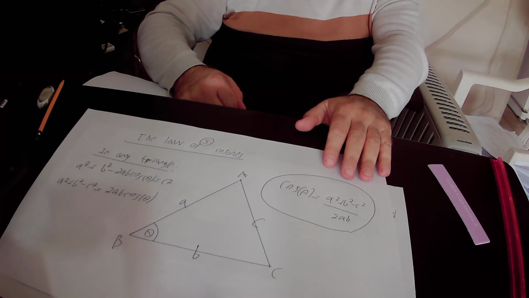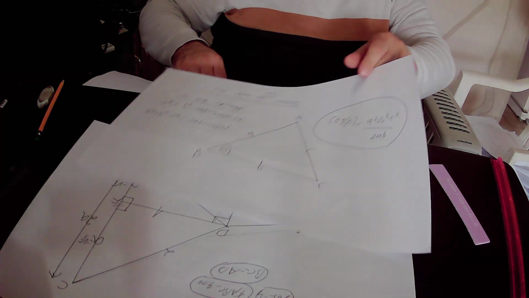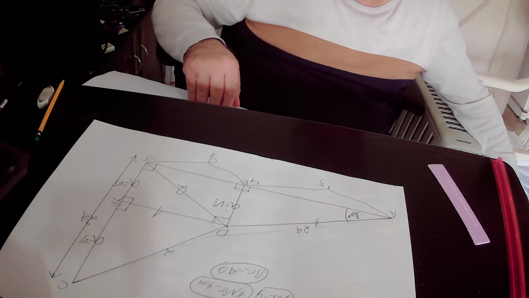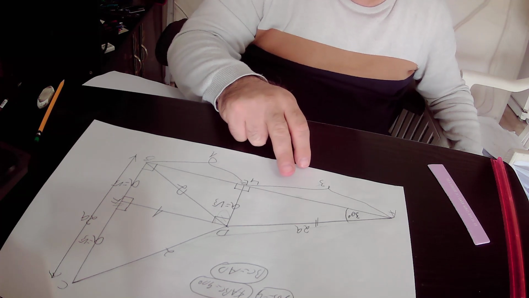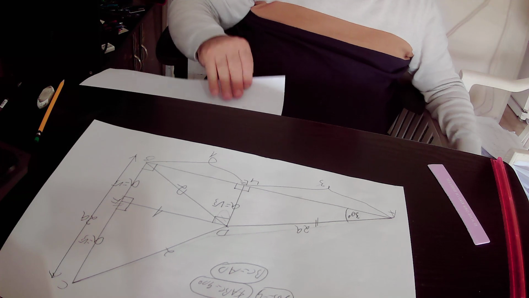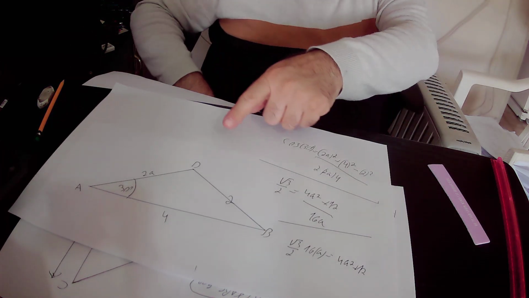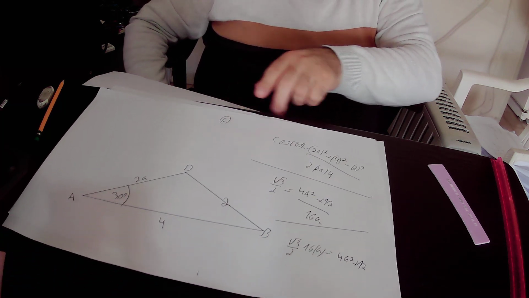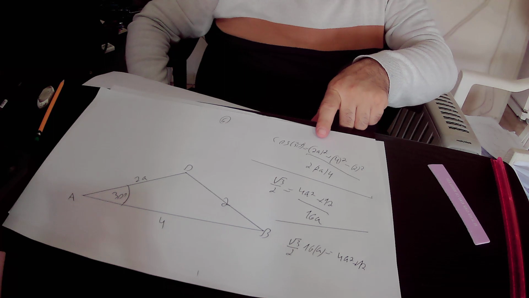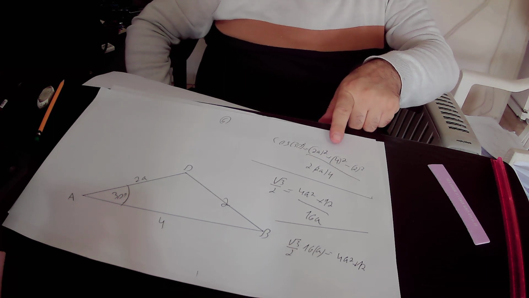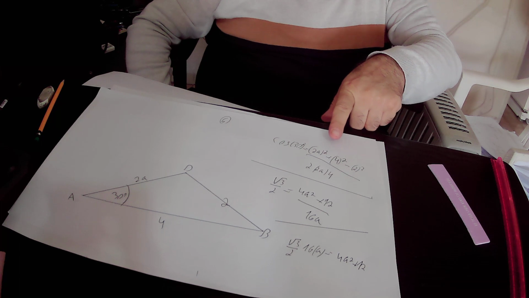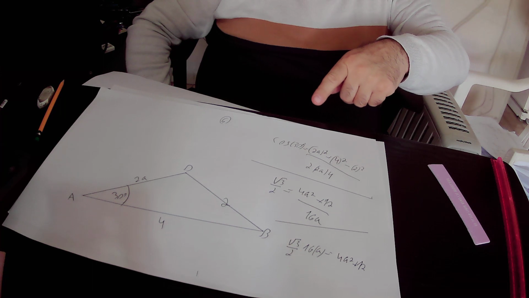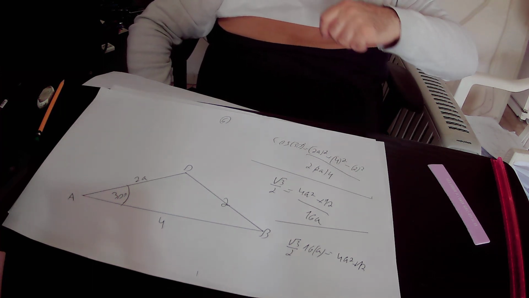And we can implement the law of cosines in our drawing, because we can implement the law of cosines in triangle ADB. This is triangle ADB. If we implement the law of cosines in triangle ADB, we get that cosine 30 degrees equals (2A) squared plus 4 squared minus 2 squared over 2 times 2A times 4. Okay, and we know that cosine 30 degrees is square root of 3 over 2.